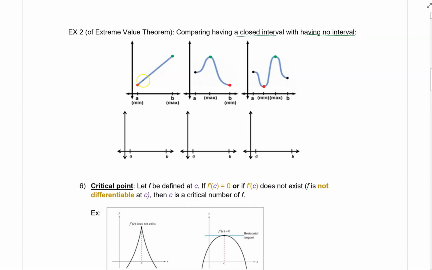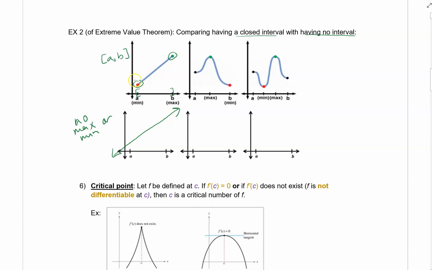So let's look at this one here. It's basically a linear function. So if you close off the interval and you define it on the interval from A to B, then all of a sudden you've got definitely an absolute minimum here and an absolute max there. Let's take that same graph, but without the interval. So no interval at all, just this linear function. Well, all of a sudden it doesn't have a max or a min because the function extends forever in both directions and there's no highest or lowest point at all because I didn't close it off anywhere. I didn't choose an interval.